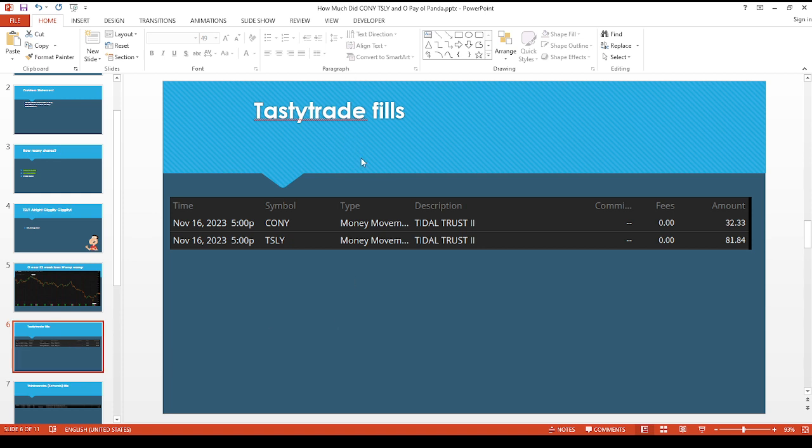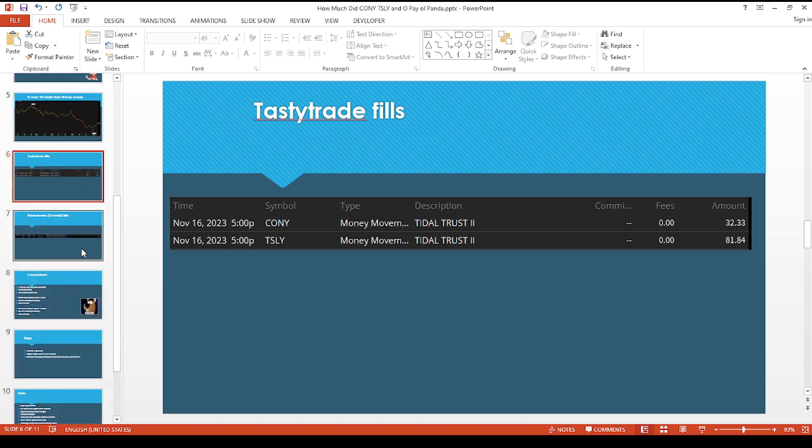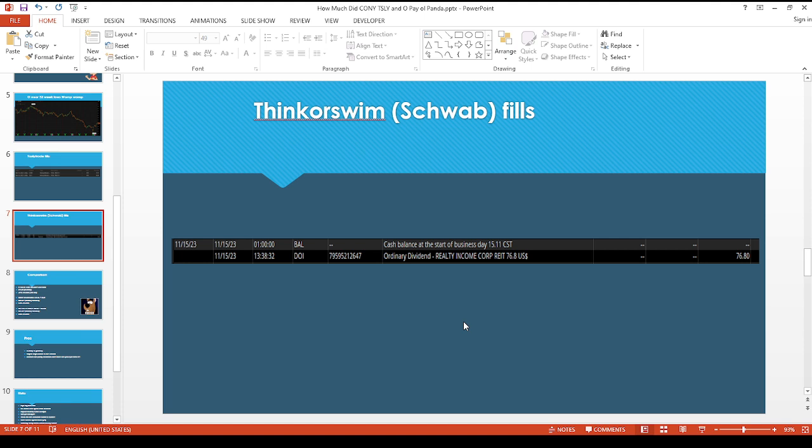And just to show you from my Tasty Trade account, so far I've put some of the YieldMax in here too. So for TSLY, I got $81.84, and for CONY, I have $32.33 for the month of November. And then for Thinkorswim, this is where, well, they're part of Schwab now, so they're part of the same company. And I've had O in this account for a little bit now. As you can see, only $76.80.